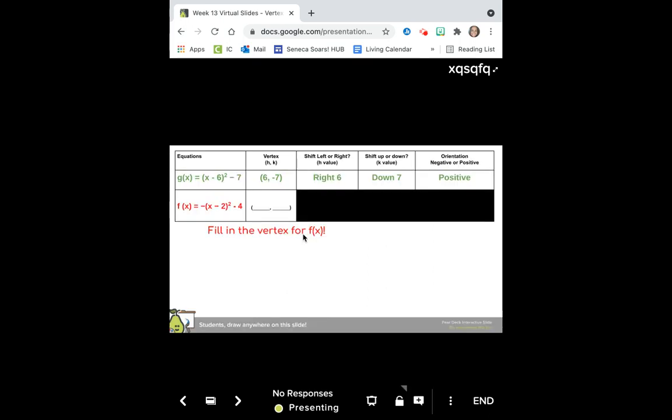So now let's practice a few examples of this. So if I look at this first example, function g of x equals x minus 6 squared minus 7. The vertex would be 6 comma negative 7 because I'm going to take and flip the sign in the parentheses and keep the sign of the last one, which tells me I went right 6 and down 7, and it has a positive orientation. So look at that second example there, f of x, and fill in the vertex.